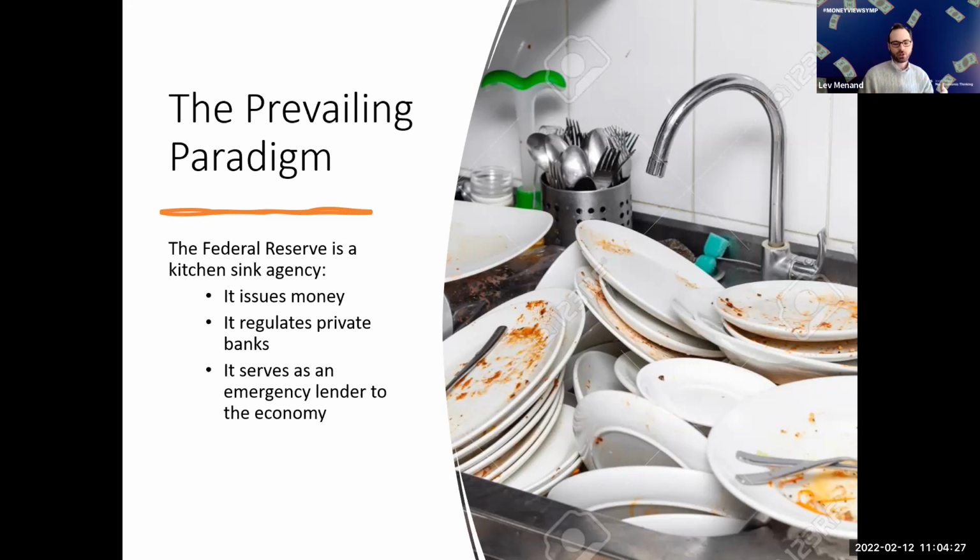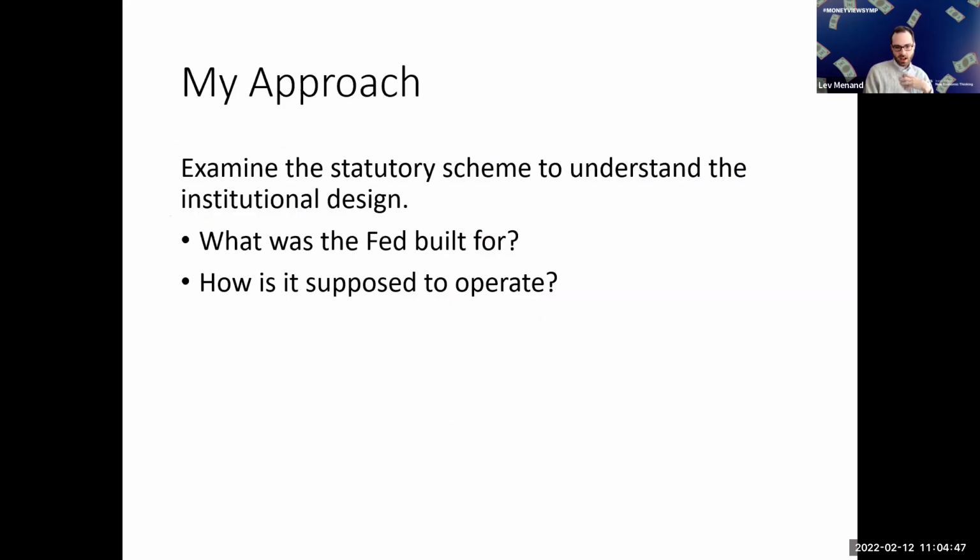And so on this approach, the Fed seems a bit incoherent to begin with, because it's doing all of these very different things. And it becomes hard, if you think that it already has an incoherent framework, to have a sort of legally grounded or institutional take on whether it should address problems like climate change. My approach is different. I go back to the statute and I try to reconstruct the institutional design, and what I see is that it's actually quite coherent.